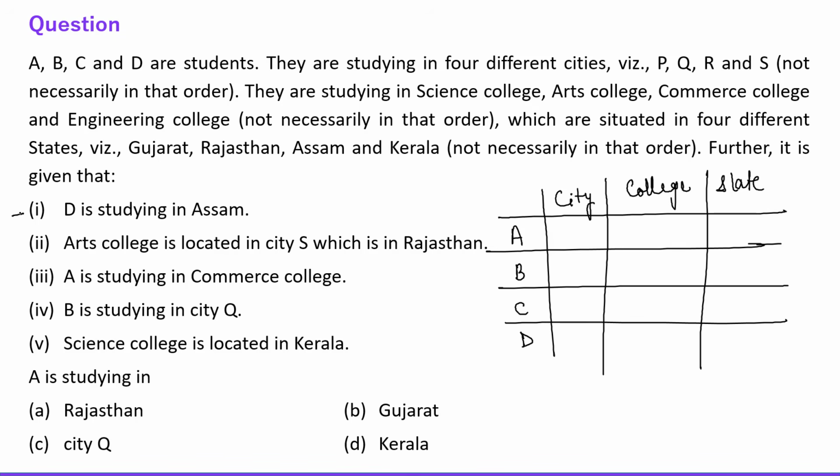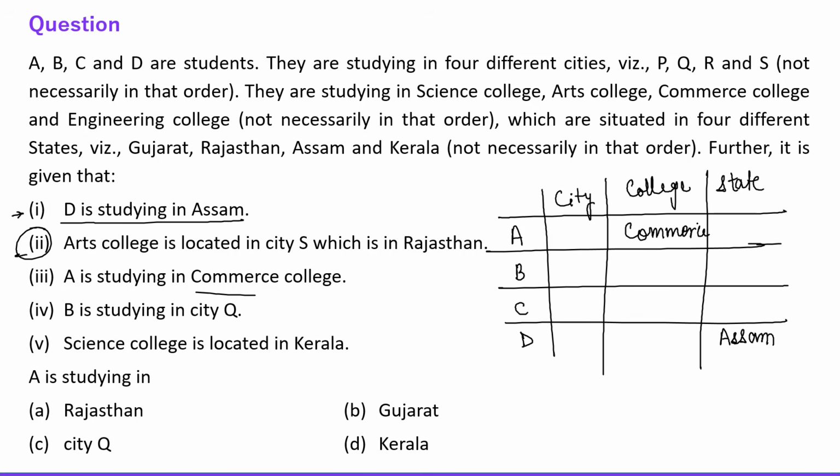First information says D is studying in Assam. Okay, so D is studying in Assam. Alright. After that, second information, Arts College is located in the city S, which is in Rajasthan. Okay, we will use this information later. After that, A is studying in Commerce College.